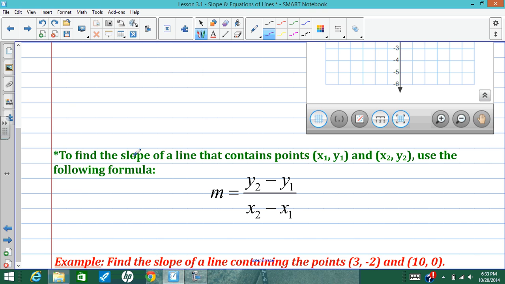Another way to find slope is to use the slope formula. Slope is represented with the letter m. If we have 2 points in the coordinate plane, (x1, y1) and (x2, y2), so go back to distance formula and midpoint formula, those are points in the coordinate plane. We find the difference in the y's, that's the rise. The difference in the x's is the run, and that gives us slope. So let me show you an example.